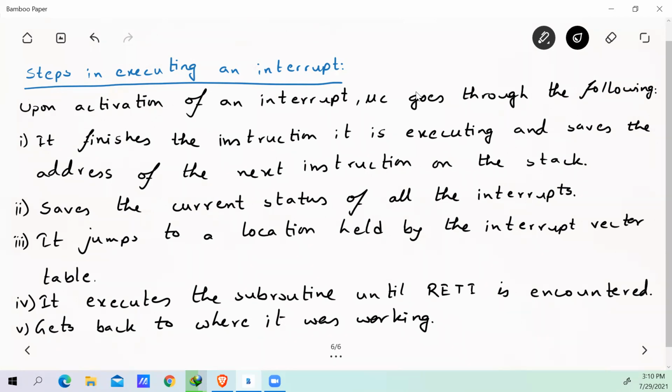Then it will execute the subroutine until RETI is encountered. RETI is almost similar to a pop instruction, because your microcontroller saved the next instruction onto the stack. So to get the address out of the stack, definitely you need a pop instruction. So RETI is equivalent to a pop instruction. You will pop out the address of the program counter and get back to whatever your microcontroller was doing. So is it understood up to this?